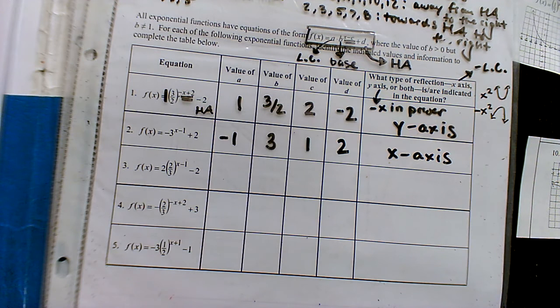All right, I want you to try the next 3. Fill in the different values. Okay, this is important because we're eventually going to get to the point where we can just look at an equation and say, oh, this number means this, or that number means this. Okay, so we have to identify what each number means, where it's located in the equation, because that's going to tell us something about the graph.